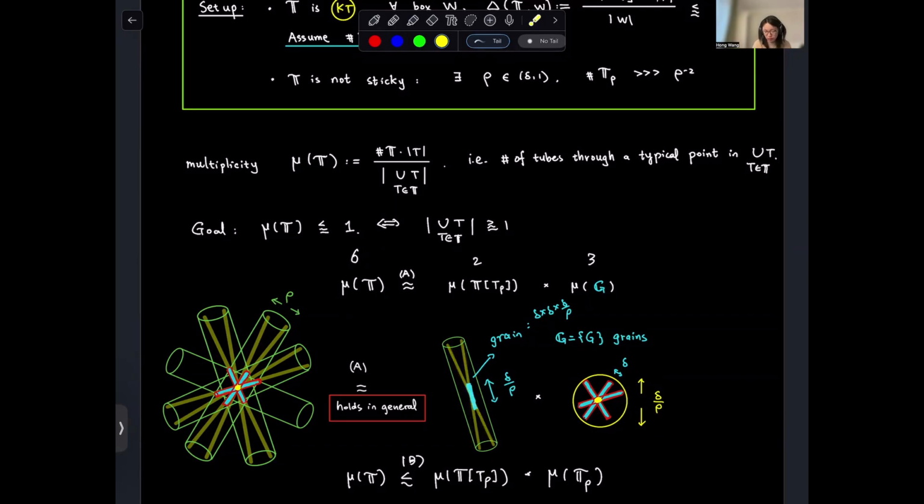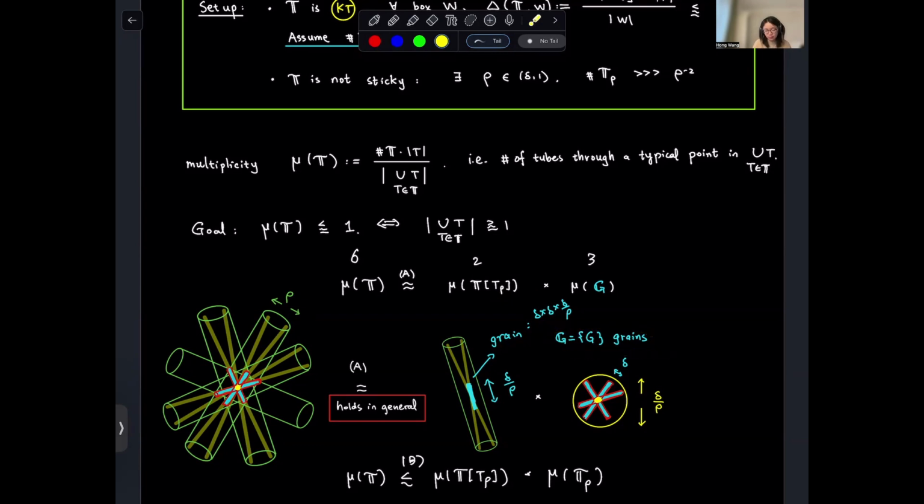Since the thin tubes inside T_rho have a very small angle of size at most rho, if they intersect, they stay intersecting for a little while, and their intersection, rather than a yellow point or delta ball, is a segment, which we call a grain. It's a segment of length delta over rho. So the grain has dimensions delta times delta over rho. We call them grains G.